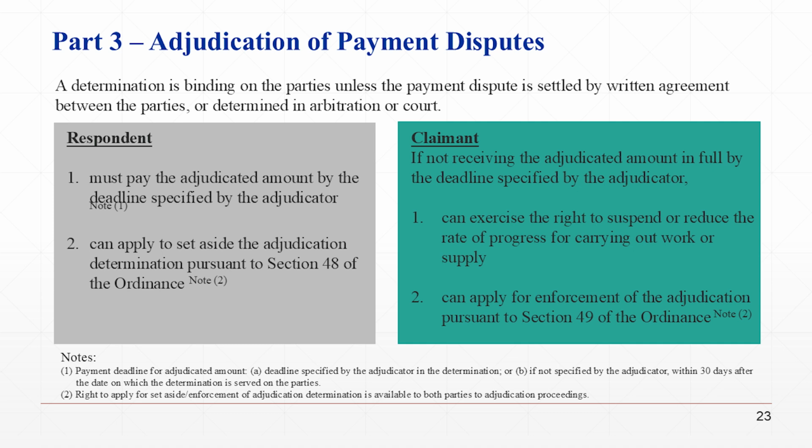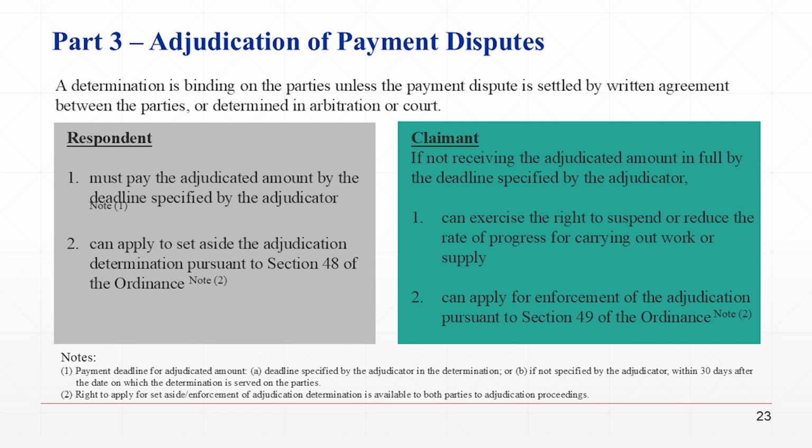The respondent may apply to set aside the adjudication determination pursuant to Section 48 of the Ordinance, but it should be noted that the circumstances in which the court may consider setting aside the determination are only limited to a. the determination was improperly procured through fraud or bribery, b. there has been a material denial of natural justice in the proceedings, c. the adjudicator has not acted independently or impartially in the proceedings, or d. the adjudicator has acted in excess of the adjudicator's jurisdiction in the proceedings.